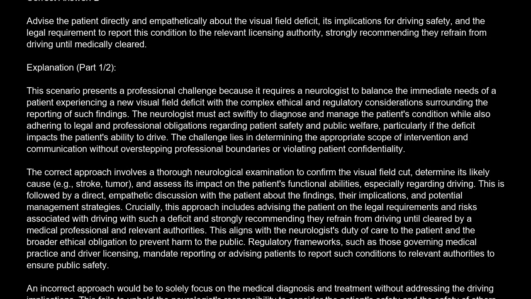The correct answer is B. Advise the patient directly and empathetically about the visual field deficit, its implications for driving safety, and the legal requirement to report this condition to the relevant licensing authority, strongly recommending they refrain from driving until medically cleared.